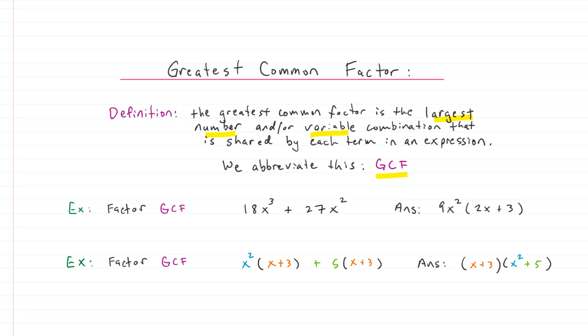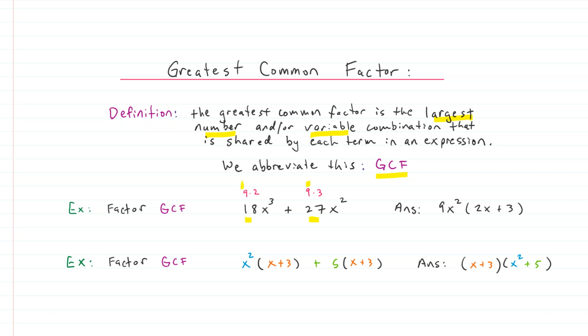18x to the third power plus 27x squared. So I first look at the numbers. I've got 18 and I've got 27. Do they share any factors? Well, 18 times 2 is not 27. What are other factors of 18? How about 9 times 2? Well, what is 27? 27 is 9 times 3. Look at that. They share a 9. Okay, so the 9 is common, so we can pull that out.